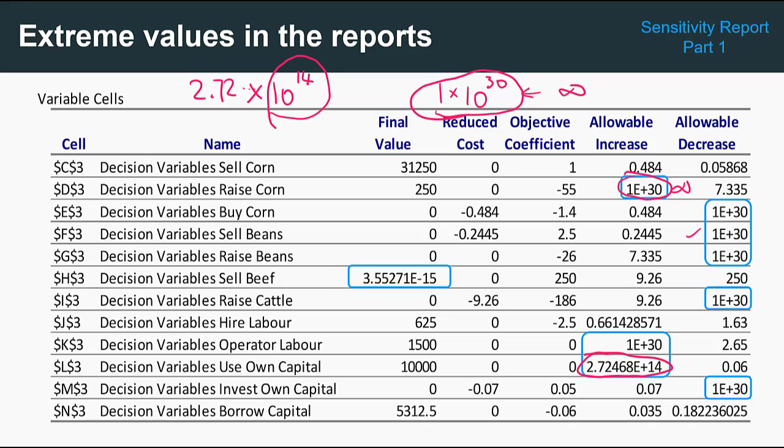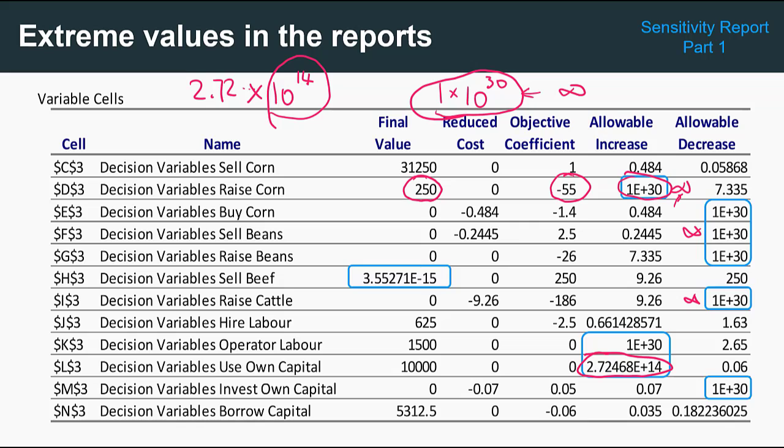So this is infinity. If the allowable increase is infinity, that means you can increase this objective coefficient by any amount you want, and that wouldn't change your solution here.